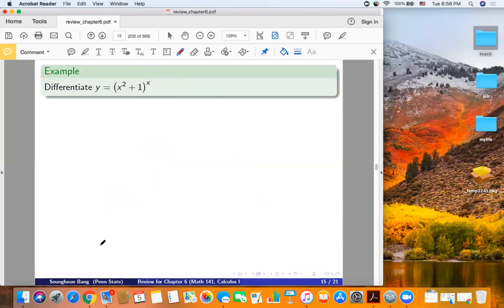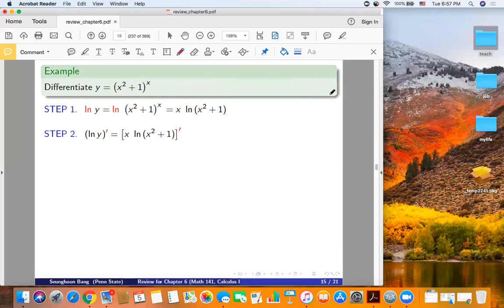So one more. y equals x squared plus 1, to the power x. So what does it mean? The base is a function. The power is a function. You have to use logarithmic differentiation. The same idea, logarithmic differentiation. Step 1, take ln; the power x comes down.